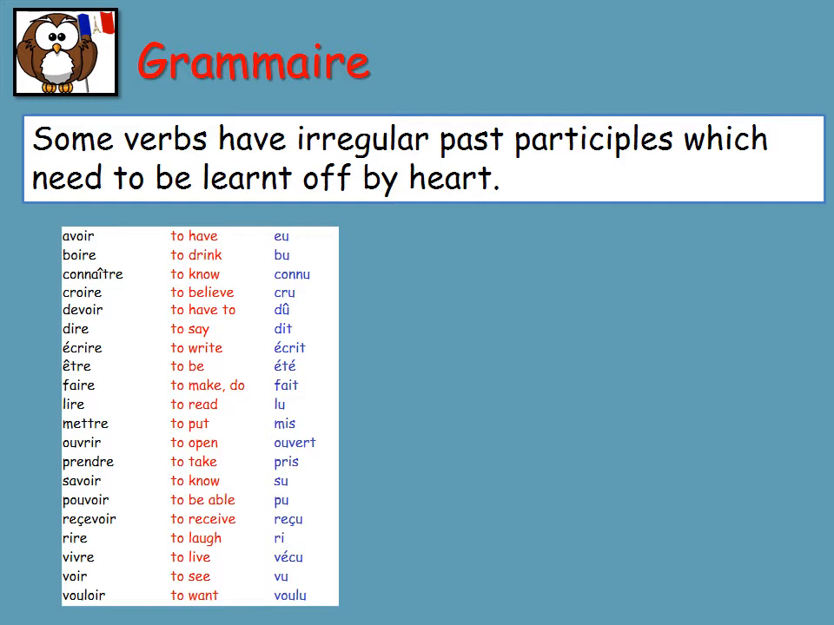So take your time. You've got your verb like avoir, you've got what it means to have, and then next to it you've got its past participle, which is eu. Boire we've come across, to drink. Bu, j'ai bu, I drank. Okay, really useful verbs. Pause the video here, write these down.